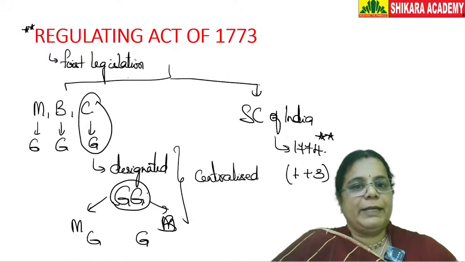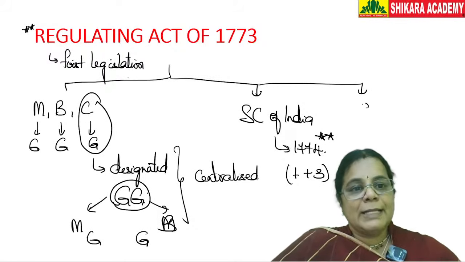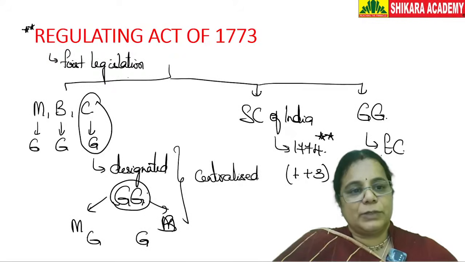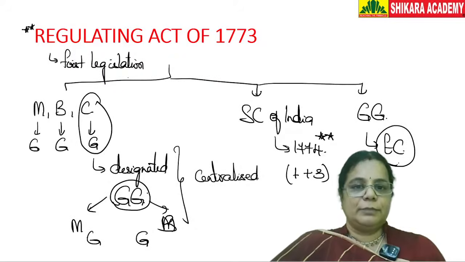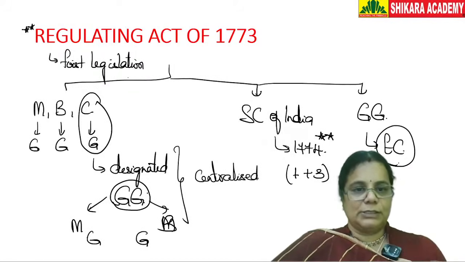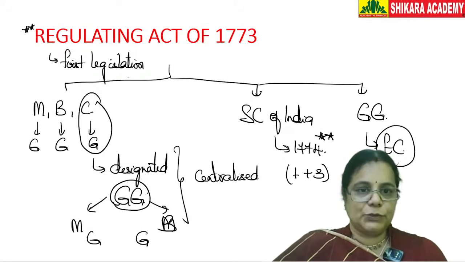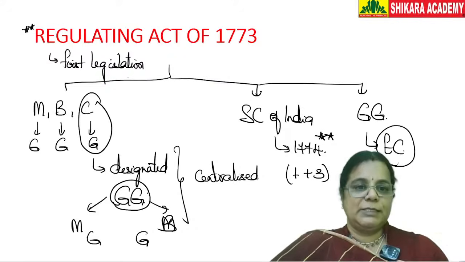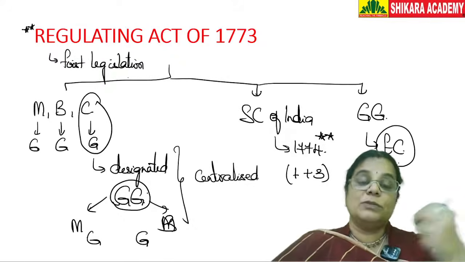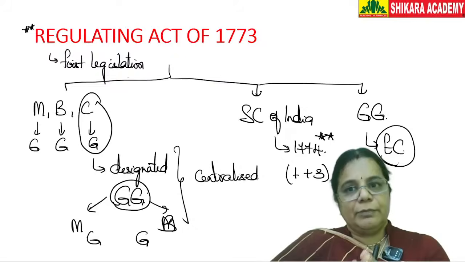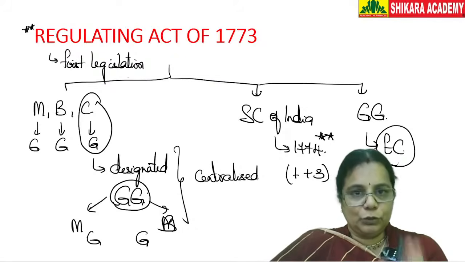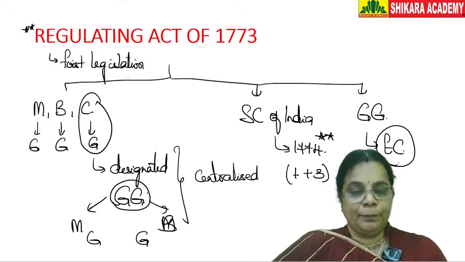The third very important change it brought in is the Governor General was now assisted by an Executive Council. So it provided for an Executive Council to aid and advise the Governor General. Today, we find similar precedents in the Constitution, in the form of Council of Ministers to aid and advise the President, and Council of Ministers to aid and advise the Governor at the state level. So these were the three major changes that took place with the 1773 law.